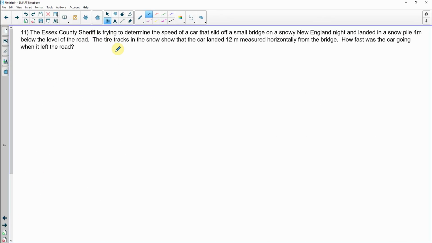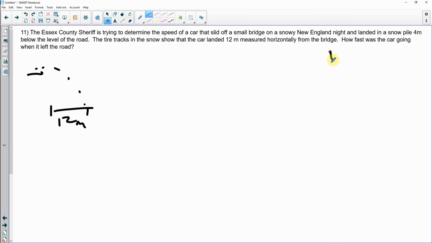Essex County Sheriff is trying to determine the speed of a car that slid off a small bridge on a snowy New England night and landed in a snow pile 4 meters below the level of the road. Tire tracks show the car landed 12 meters horizontally from the bridge. How fast is the car going when it left the road? Another cliff problem. I mean, we've got a bridge, and then the car went off the bridge and landed 12 meters away.